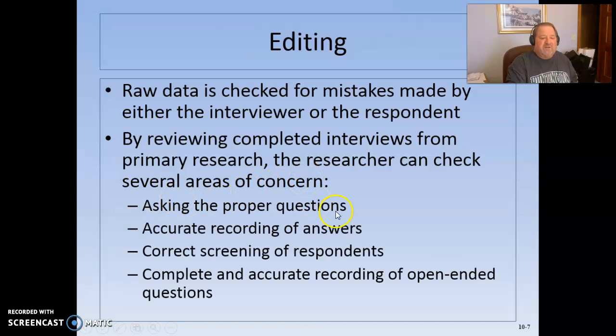And some steps with that: make sure that the researcher asked the questions that were in the interview guide. In other words, they didn't go off script, that the answers were recorded accurately, the screening was done correctly, and that open-ended questions were both completed and tabulated correctly.